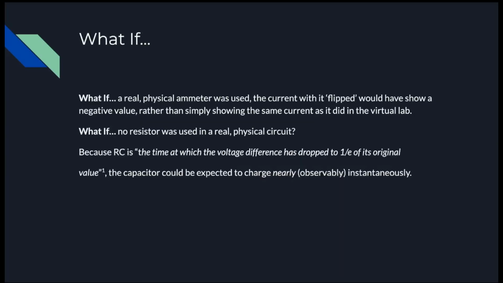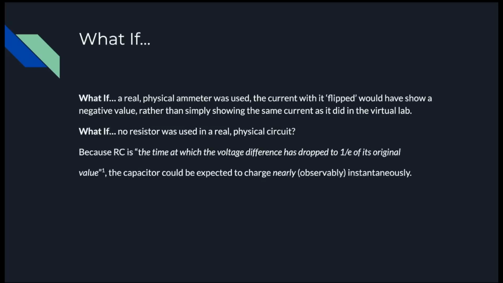What if, instead of a digital ammeter in the experiment, we used a real one? Well, then when we flipped it, rather than the digital one showing the same current, it would show the negative current, because those are programmed to measure conventional current, and flipping it would just be the opposite.